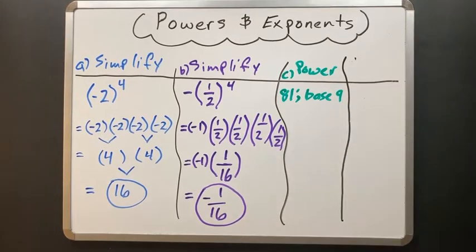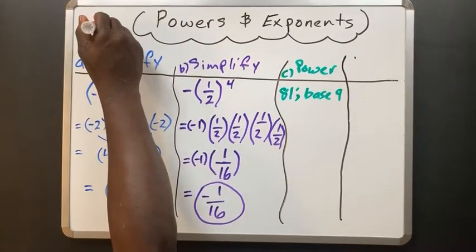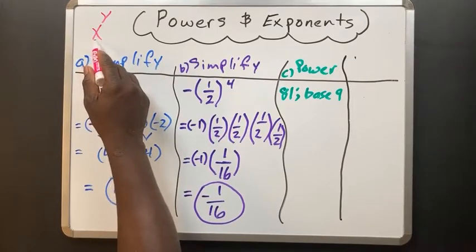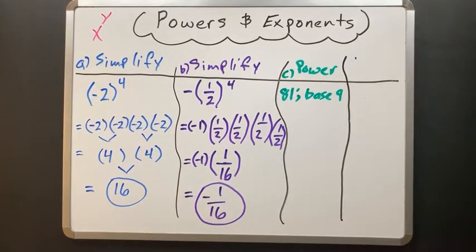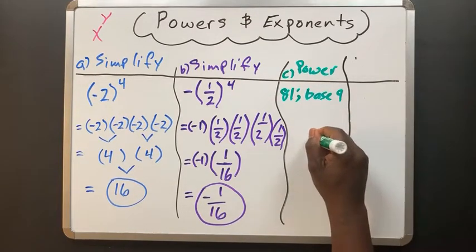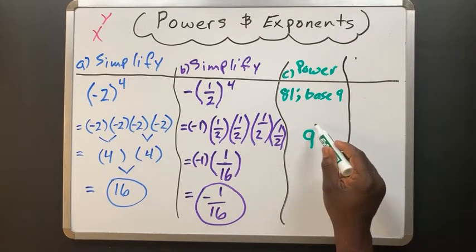All right, and they're asking you to, given this information here, 81 and the base is 9, write this as a power. Okay, now remember when we went over our basics at the very beginning of the video, and we said that if you have x to the y, x is your base and y is your exponent, but the whole thing, that whole expression is your power. Then we know in this case that our base is 9, right? Now we need to decide what exponent goes here.